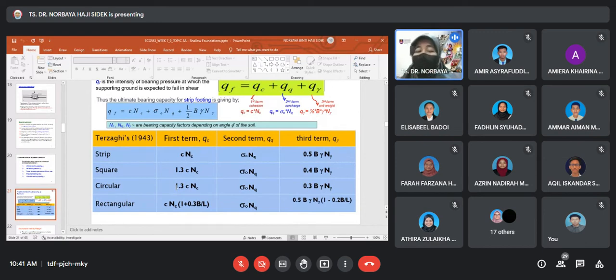And second term, okay, this is the Q. So YQ here is referring to the NQ. Okay, so means that sigma dash naught NQ. So this is for NQ. And the third term is for gamma. That's why we have 0.5 B gamma and gamma, 0.4 B gamma and gamma, 0.3 B gamma and gamma. So this is all the equation for the straight, square, circular, rectangular.